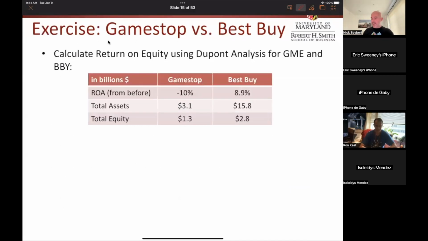Okay. So let's again use the same companies, but this time let's do ROE. We already calculated ROA, so we know the first 2 ratios, profit margin and asset turnover, we already calculated. So I'm not going to redo that. I've just copy pasted the ROAs from the previous calculation. Okay, so for GME, we're going to start with the negative 10% return on assets, and then we multiply by the leverage ratio.